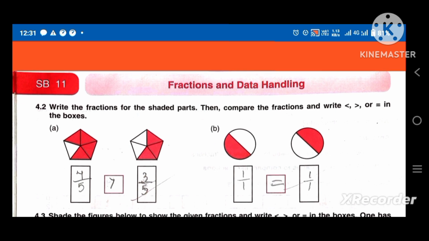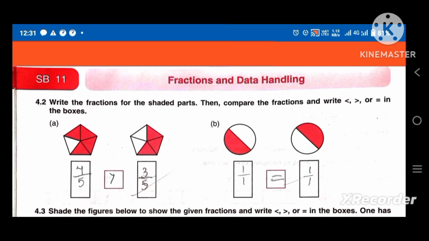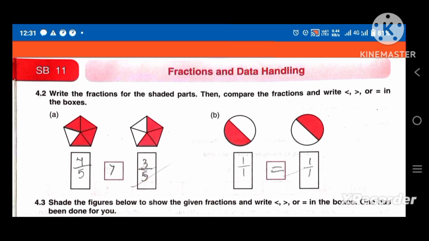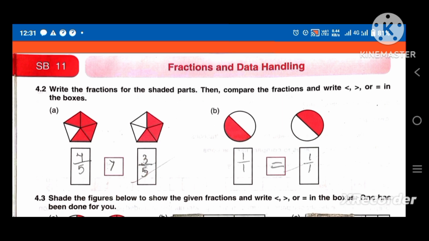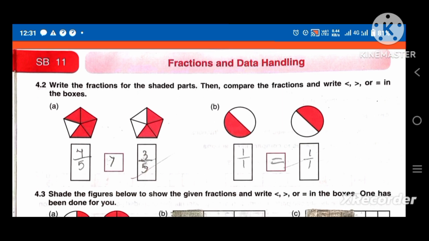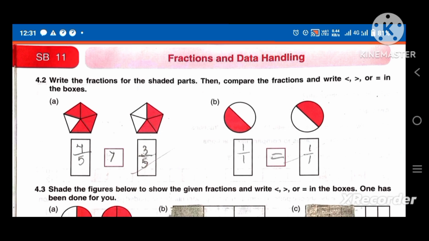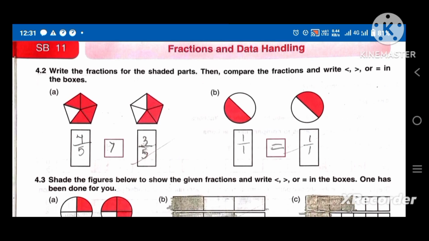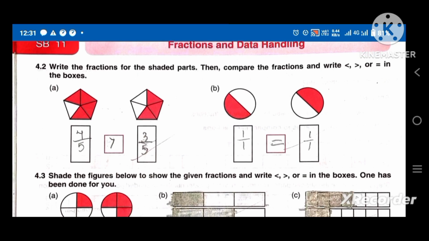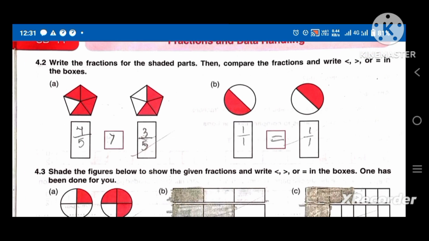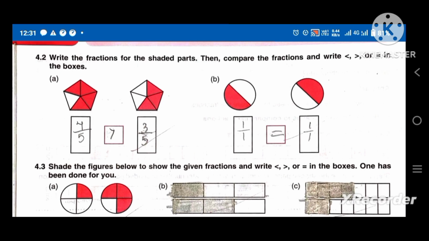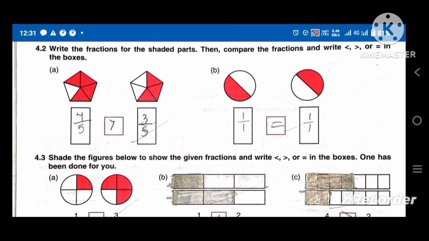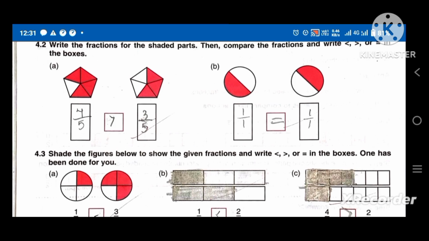4.2 Write the fractions for the shaded parts, then compare the fractions and write less than, greater than or equal in the boxes. First one, A. Here in the first figure there are 5 parts. So we write 5 in the denominator and the shaded parts are 4. So we write 4 in the numerator, that is 4 by 5.